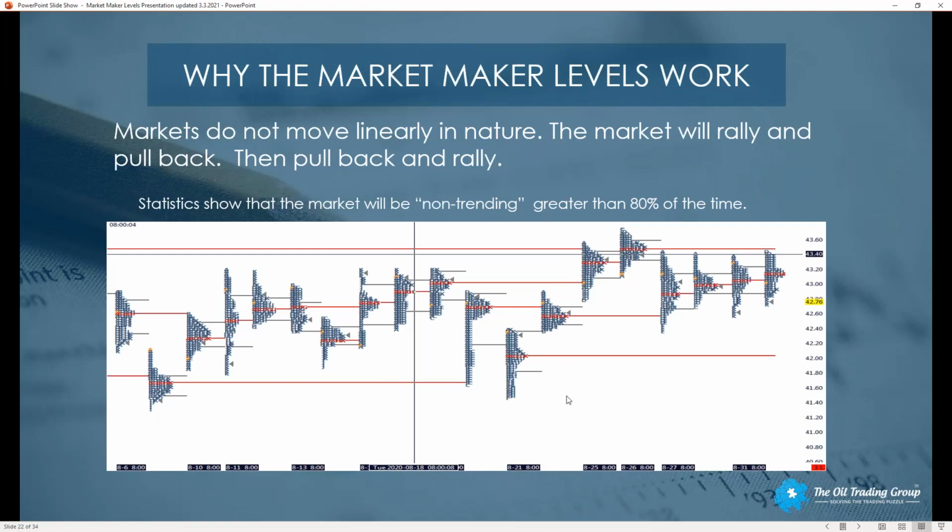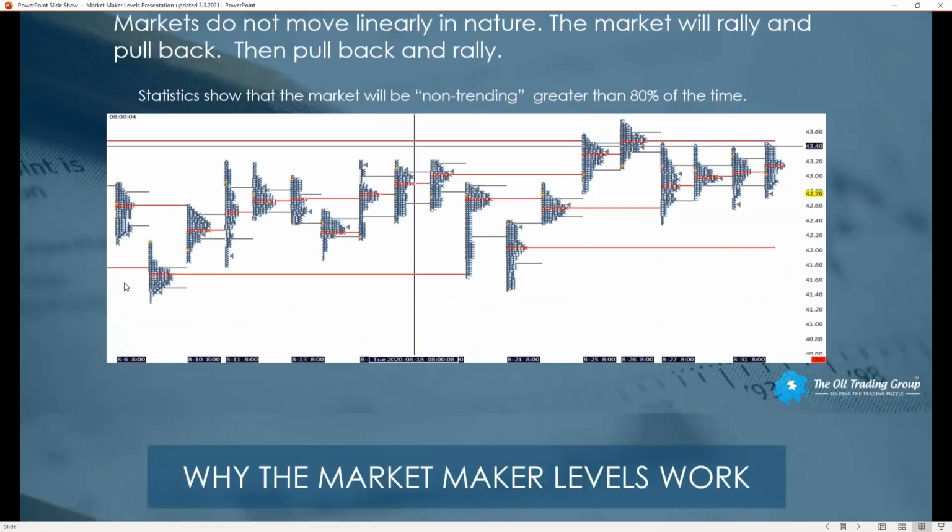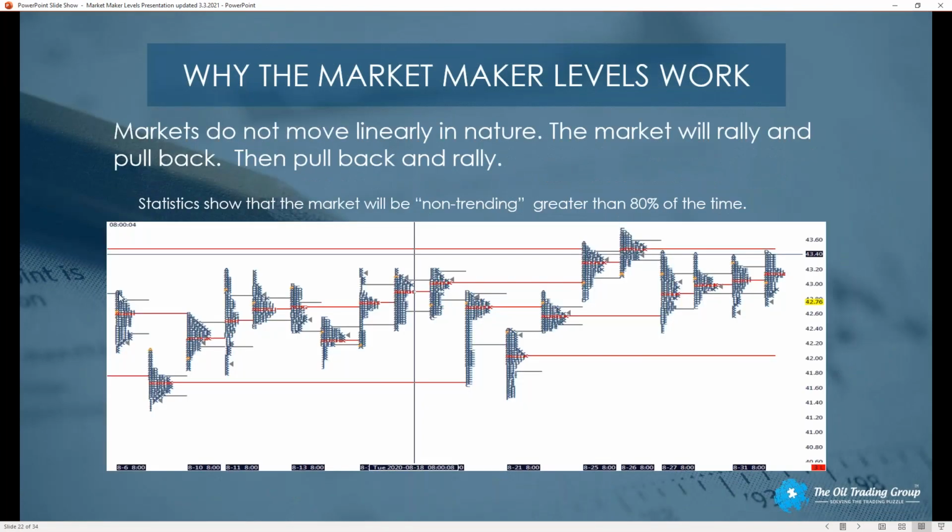So if you look at this profile chart here, you'll notice that the market started here and it sold off, and then it rallied and then it sold off, and then it rallied and it sold off. And you'll notice that there's about 3 weeks worth of data here. 1, 2, 3, 4, 5, 6, 7, 8, 9, 10, 11, 12, 13, 14, 15, 16, 17, 18. They're about 20 days. So there's almost a month worth of trading days listed here.